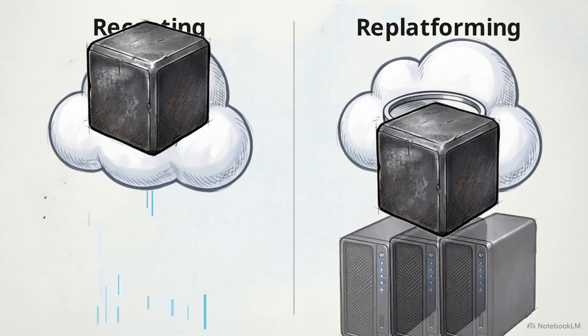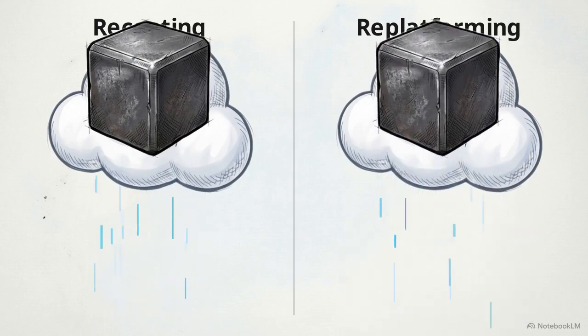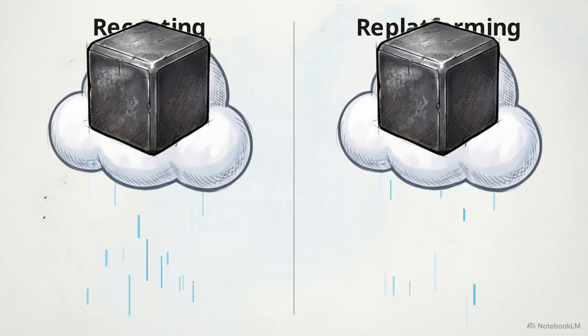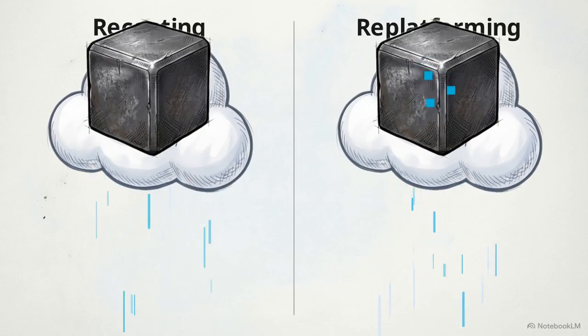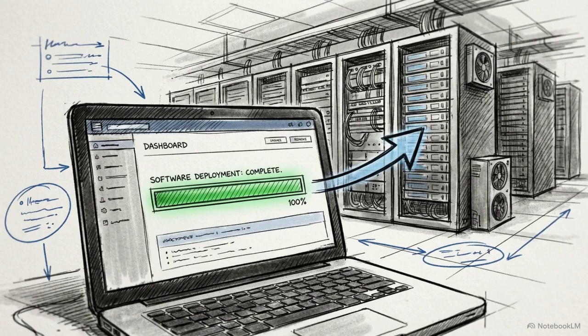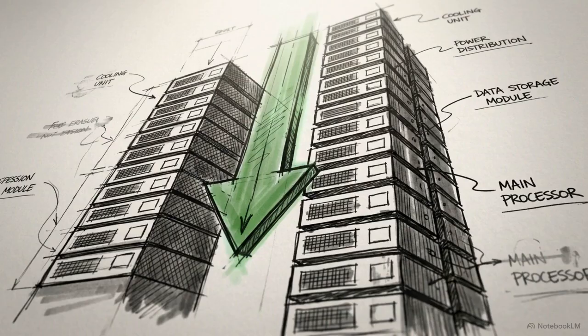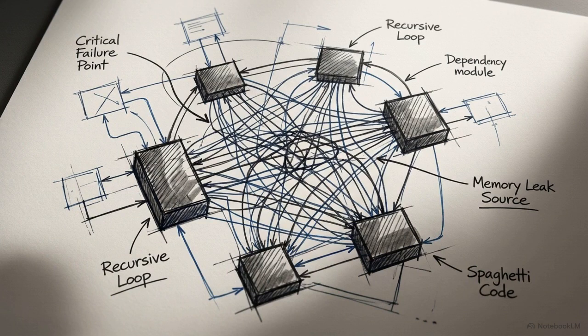Now compare this to replatforming on the right side of the screen. Replatforming shifts the application to a new runtime environment, but involves making minimal but necessary changes to the original code to ensure it functions correctly in that new space. Those minor code adjustments make implementing future system upgrades much easier and quicker to deploy compared to a pure lift and shift. Shifting the environment offers a fast path to cloud scalability, lowering physical server costs. However, it leaves inherently flawed internal logic perfectly intact.